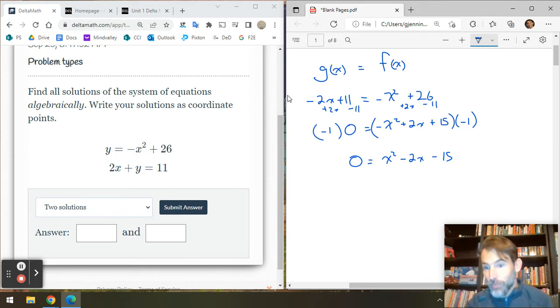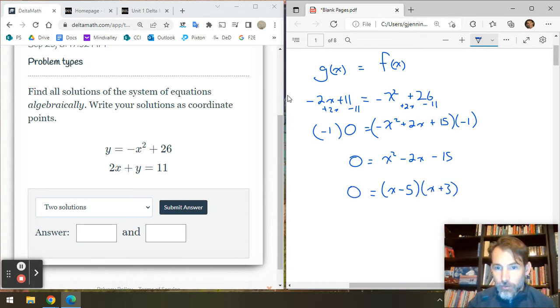Numbers that multiply to minus 15 and add to negative 2 are x minus 5 times x plus 3, and that's 0. So x is equal to 5, or x is equal to minus 3.